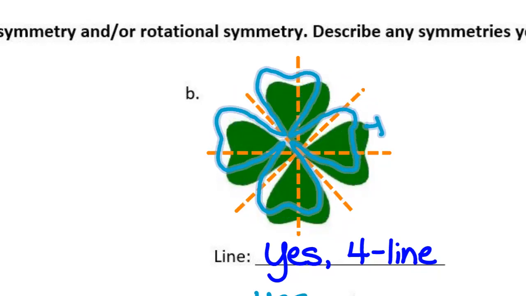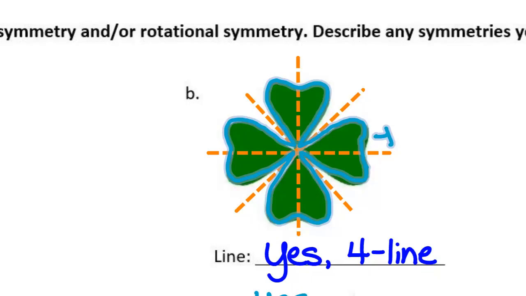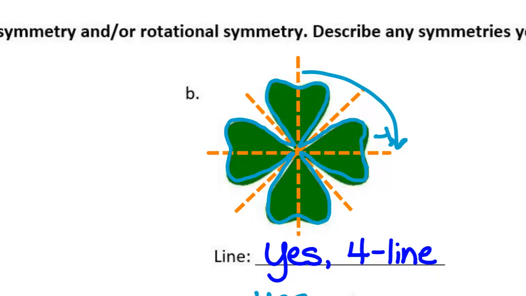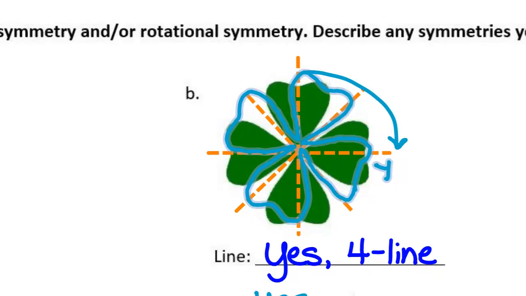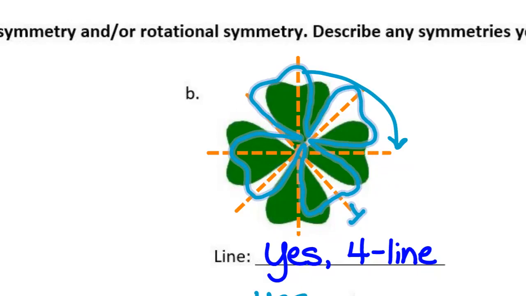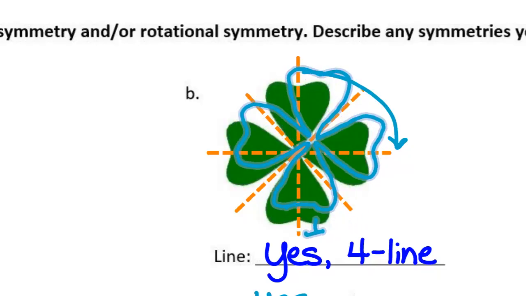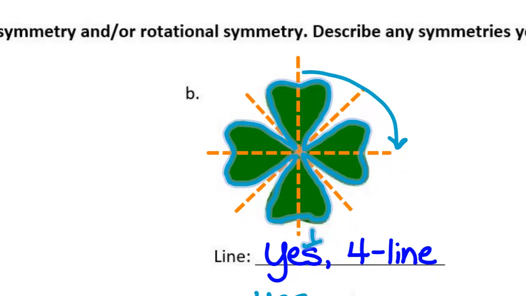When I get right about here, it matches up perfectly. So there's one stop that I could make, but I'm not all the way back around to the beginning yet. So there's one. And then I keep going. When I get it down here, it's perfectly upside down. That's another place that I could stop, that it matches up with itself. So there's 2.